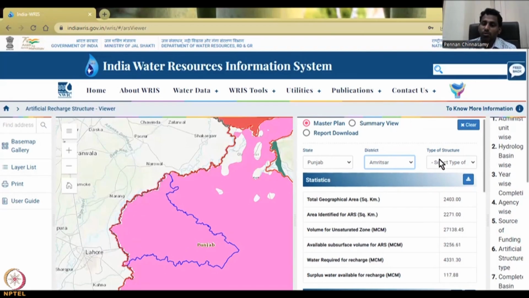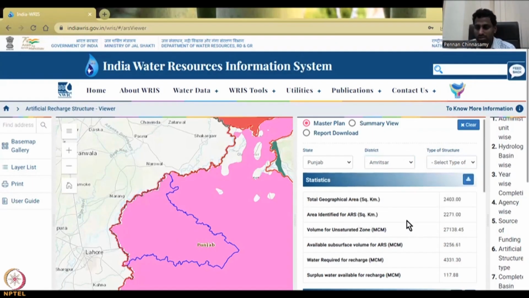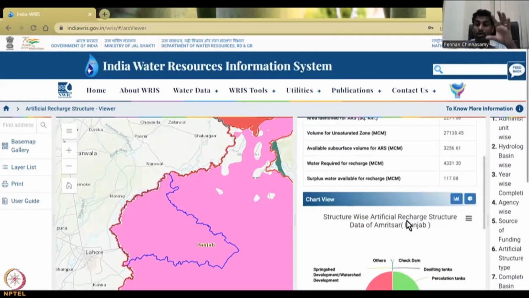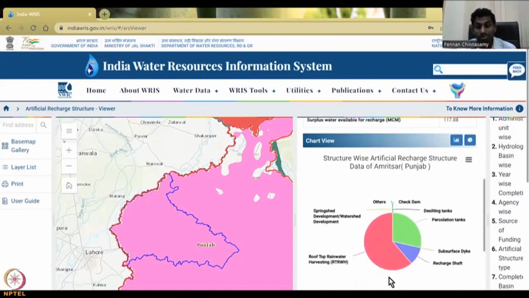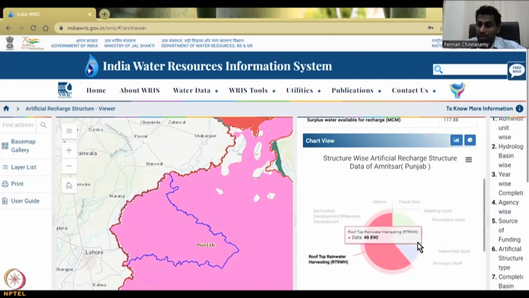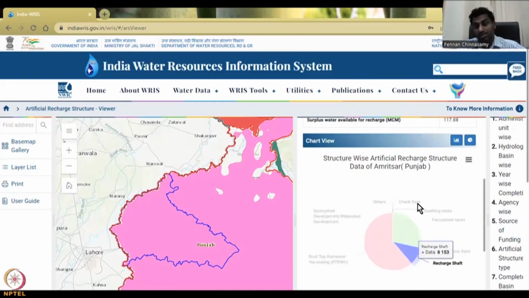Then you can actually select what type of structure you want to see, the performance and other things. Here it is the total statistics, which is the same, but now it is at a district level. Okay. Initially it was national level, then we went to state level, now district level. If you come down, now you could see the type of structures. Initially it was number, how many are there per district. Here you're going to see type within the district, how many. So you could see rainwater harvesting is really high. Check dams, desilting tanks, percolation tanks, subsurface dike, recharge shaft.